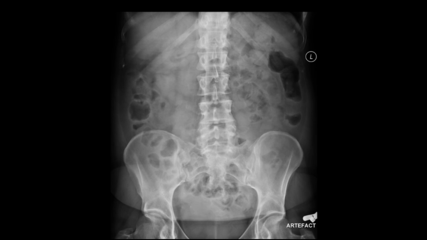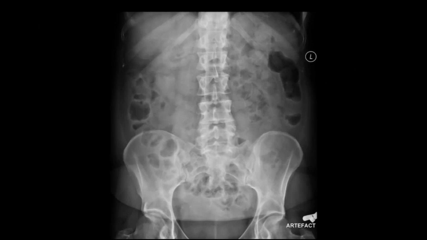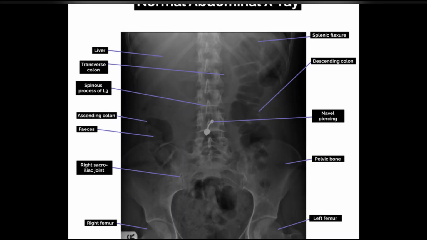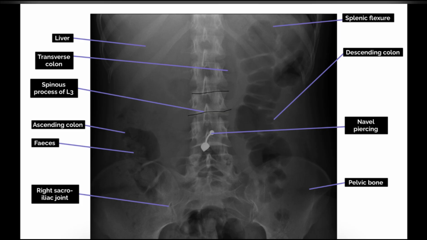So here you can see this is a normal X-ray. In a normal abdominal X-ray you can see this type of picture. You can see some gas, that is normal. Here you can see the liver, and this is the transverse colon, and here you can see the spinous process of L3. This is L4, this one L5, and then S1. Here you can see the right sacroiliac joint.